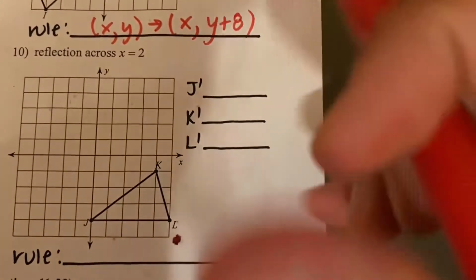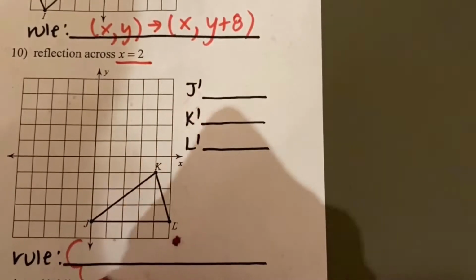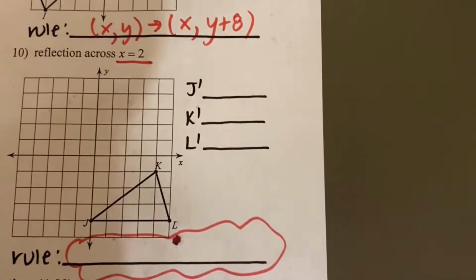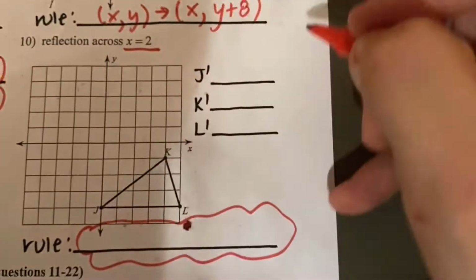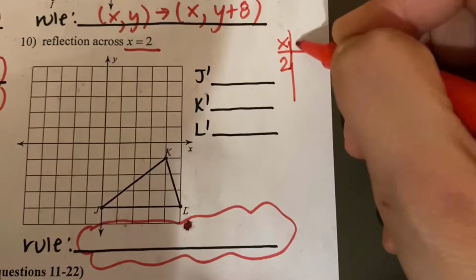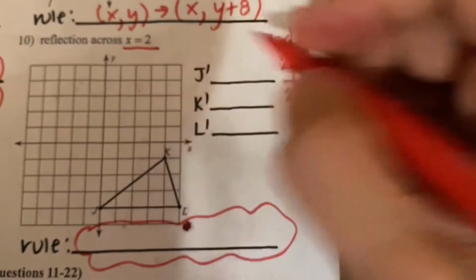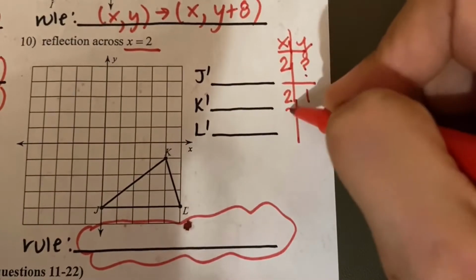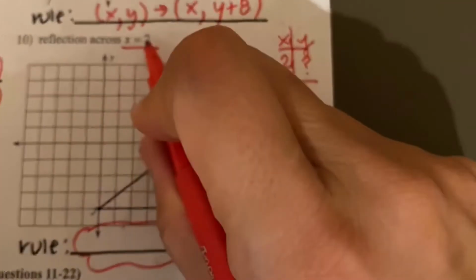Okay. Reflect across x is 2. So we haven't really talked about these rules, so I'm going to leave that a bubble. You don't have to fill that in. X is 2. Okay, so let's make a t-shirt. X is what? 2. Y is not sure. We can just pick whatever we want. Y is 1 maybe. Y is 5. It doesn't matter what Y is.